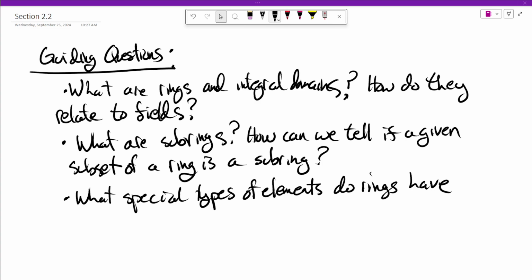And then we're going to pay attention to certain special types of elements that rings have and give them some names. So these are the type of questions that we're going to be answering in this section. And I encourage you to write these down and answer them as we go along.